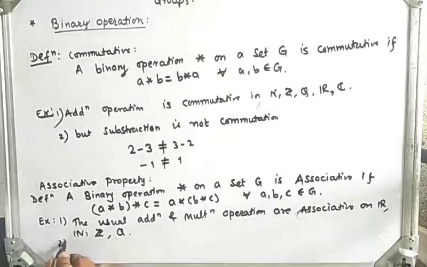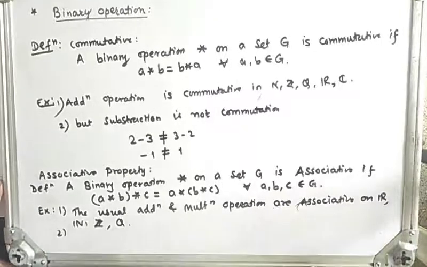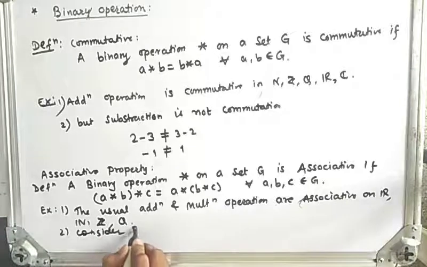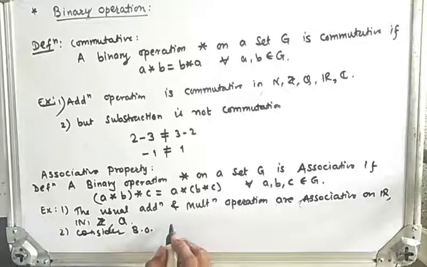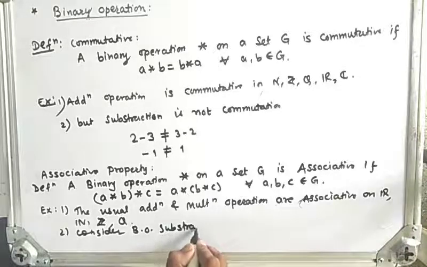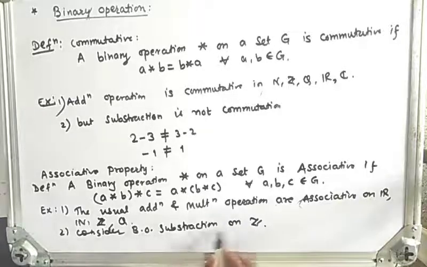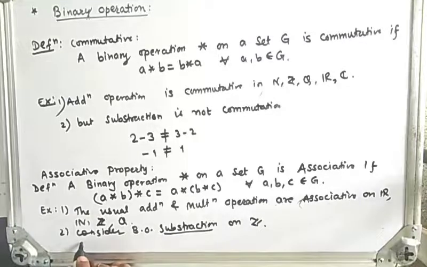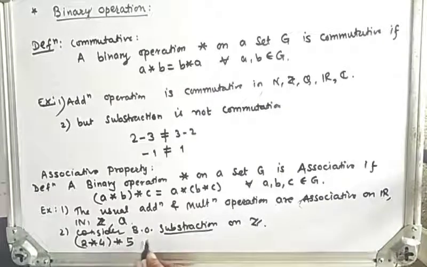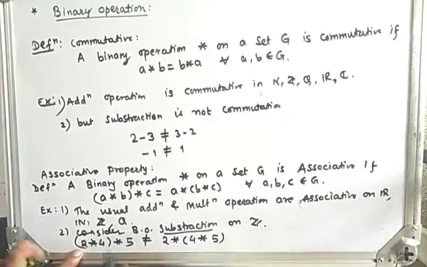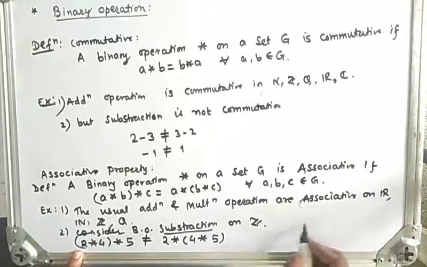And second, consider the binary operation subtraction on Z. Suppose here the binary operation is subtraction, so I will take (2 star 4) star 5, which is not the same as 2 star (4 star 5), because here star is the subtraction operation. Then what will we get?